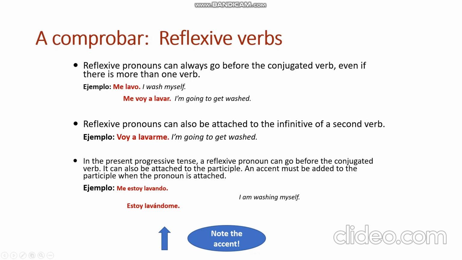When we're using the present progressive tense, you can also attach the reflexive pronoun to the participle. Por ejemplo, here we have a conjugated verb. We can place it before the conjugated verb. We can always do that if there's a conjugated verb in the construction. Me estoy lavando. Or we can attach it at the end and note that it does become one verb. Estoy lavándome. Now, me estoy lavando. So here, the stress is on this syllable in the word, and we need to preserve that stress with a written accent if we do choose to add the reflexive pronoun.